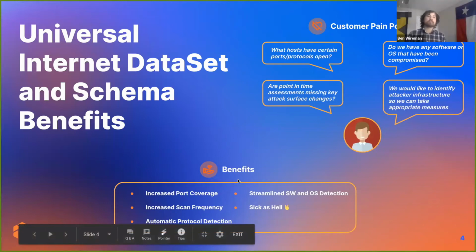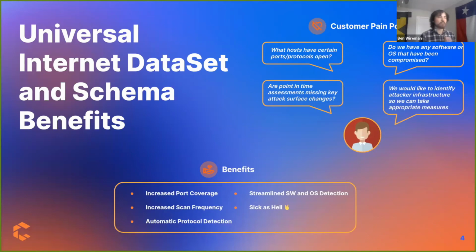Yeah, so we often hear from customers that they want to know not only what ports and protocols are running on their services, but also what operating systems, if they're out of date or if they have out of date or vulnerable software. They want more frequent updates than a quarterly pen test can give them, because they know that in the world of the cloud, developers can spin up a database in AWS for 15 minutes and then your whole thing is compromised. The Universal Internet Dataset addresses some of these concerns with increased port coverage and increased scan frequency so that we can give a more complete and more up-to-date view of the internet and their attack surfaces.